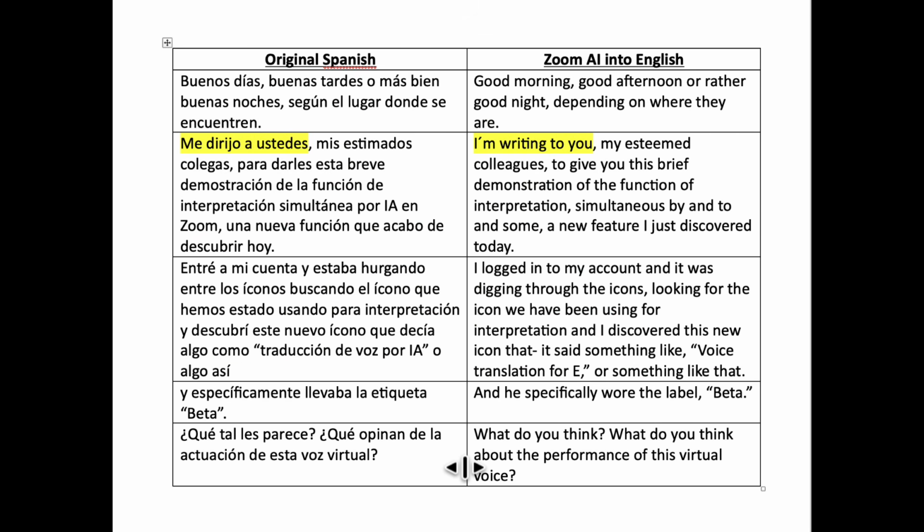I want to go back and look at one glaring mistake, and that is how at the very beginning I open the remarks by saying me dirijo a ustedes, which is a formal way of saying I am addressing you. Here, the AI completely fails to read the context and renders that as I am writing to you. Now, is this a phrase that is often used to open letters? Absolutely. But no live interpreter, short of suffering a major head injury before stepping into the booth, is going to render speech as I am writing to you.